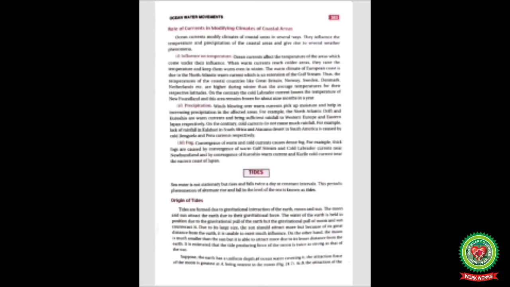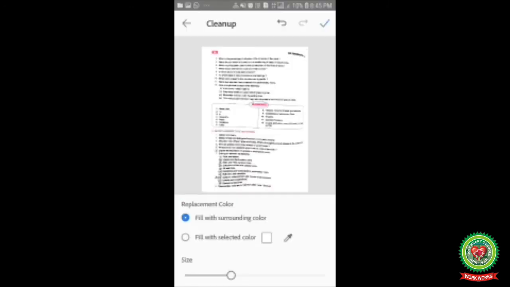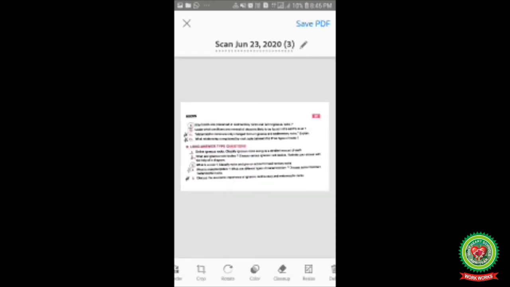Your homework is to go through the exercises given on page 369 and page number 370. Exercise number 1 is very short answer type questions. You have to go through question number 2. Give one term for the following. Fifth part, currents flowing from low latitudes to high ones. Question number 5, what are different types of currents?